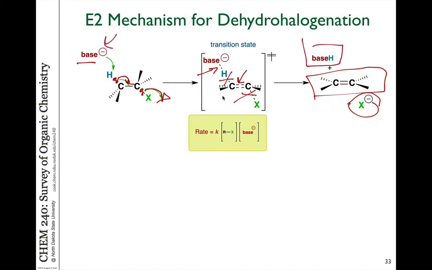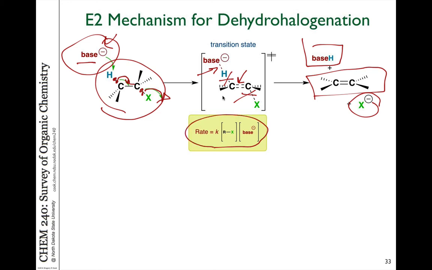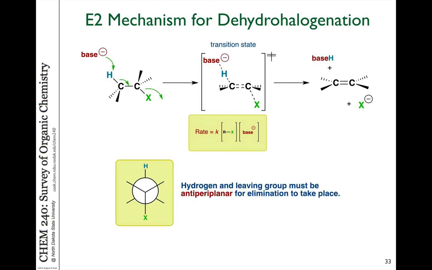This reaction relies on both the concentration of the base and the alkyl halide. Thus, the rate expression involves both. So it's second order. So it's a bimolecular reaction, hence the designation elimination bimolecular, or E2 mechanism. One thing to note about this reaction is that there is an orientation requirement for this to happen.